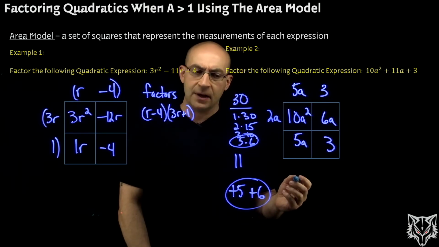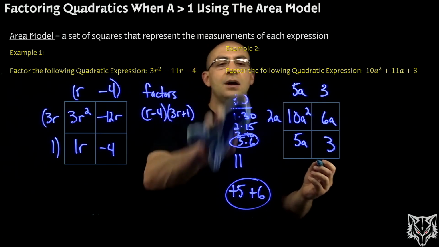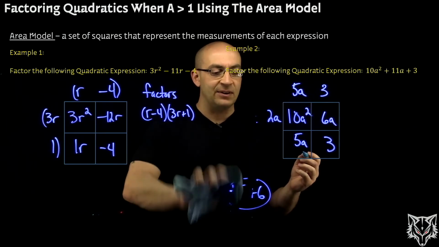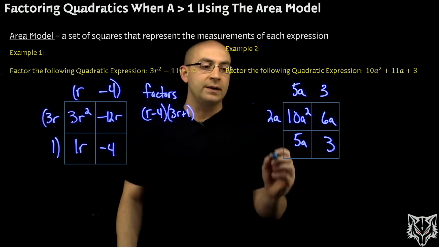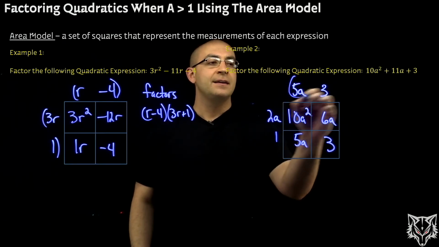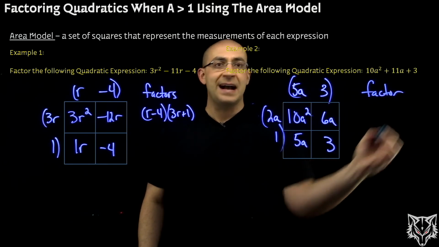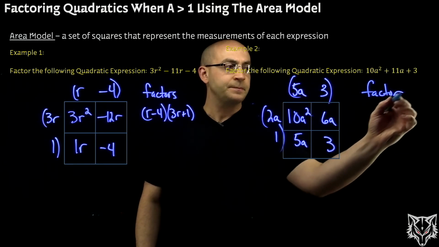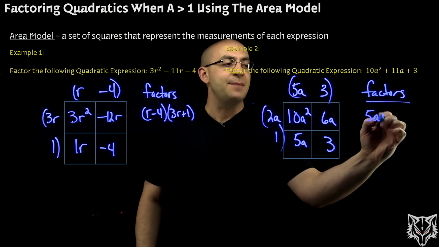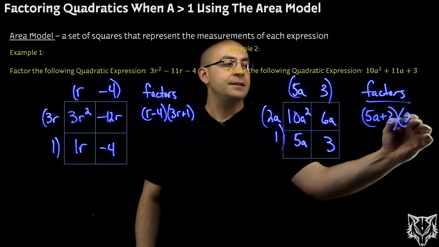And that's going to happen sometimes that we go through this process. We're going to just make that a 1 if there isn't anything else that we can take out. So 1 is going to be my greatest common factor there. And I've got my factors. So the answer, when I ask you to factor this quadratic expression, it's going to be 5a plus 3 and 2a plus 1.